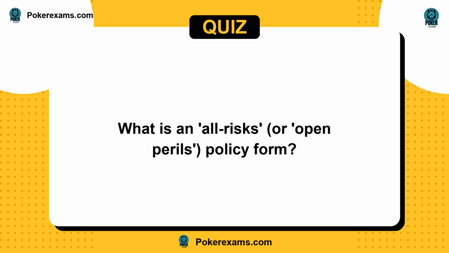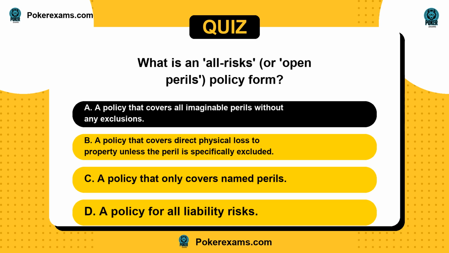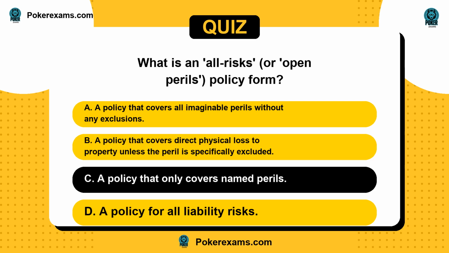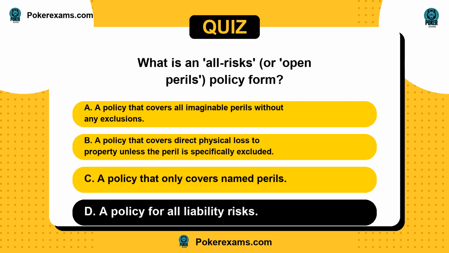Next question. What is an all risks or open perils policy form? Is it A, a policy that covers all imaginable perils without any exclusions? Or B, a policy that covers direct physical loss to property unless the peril is specifically excluded? C, a policy that only covers named perils? Or D, a policy for all liability risks?